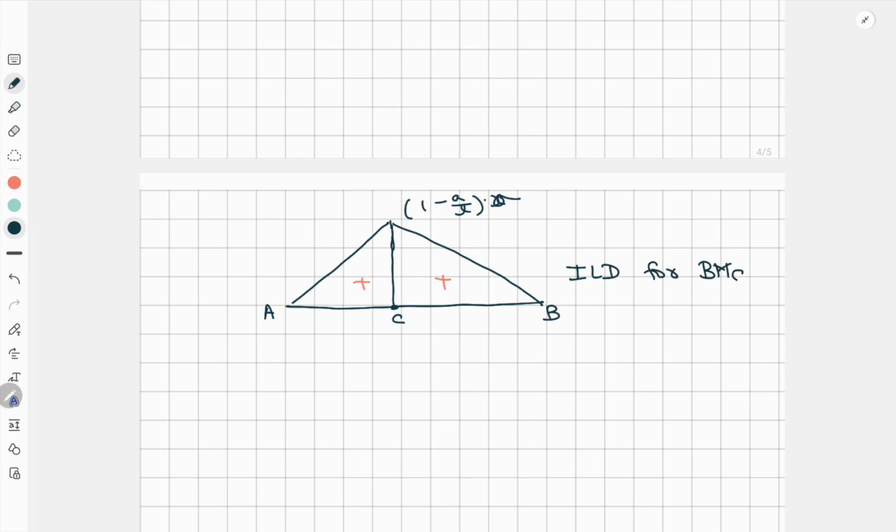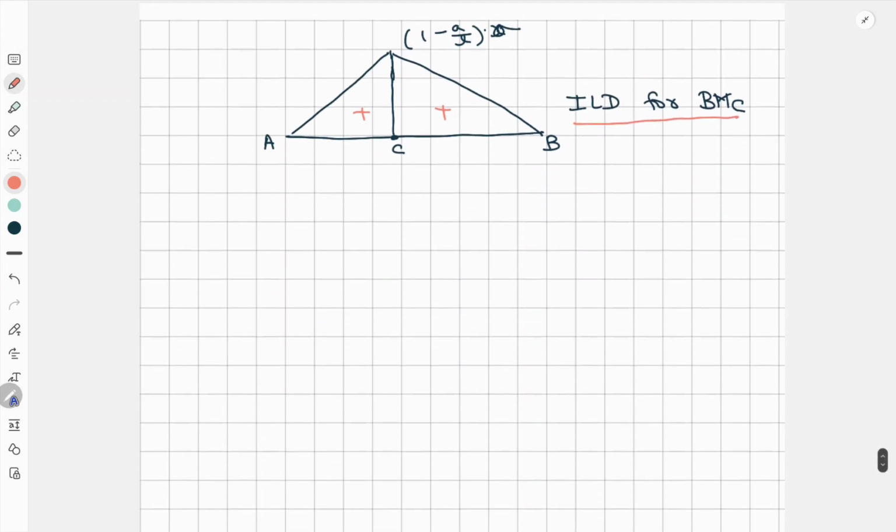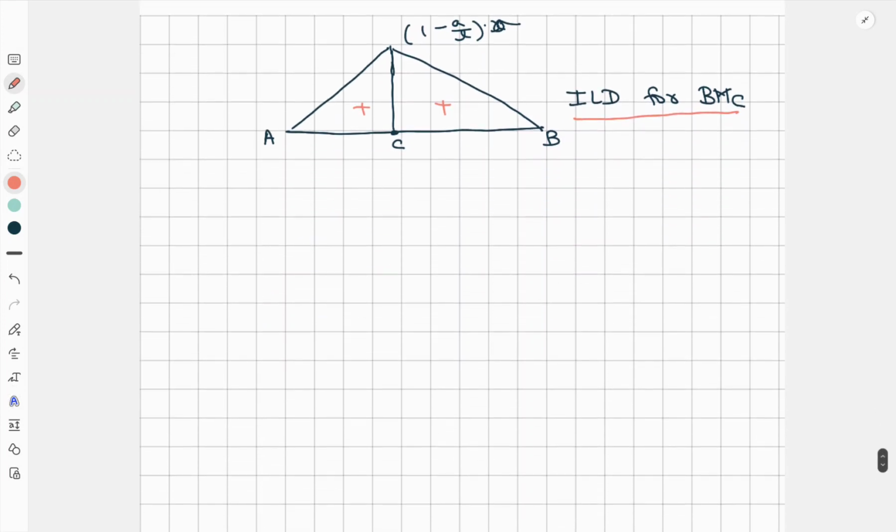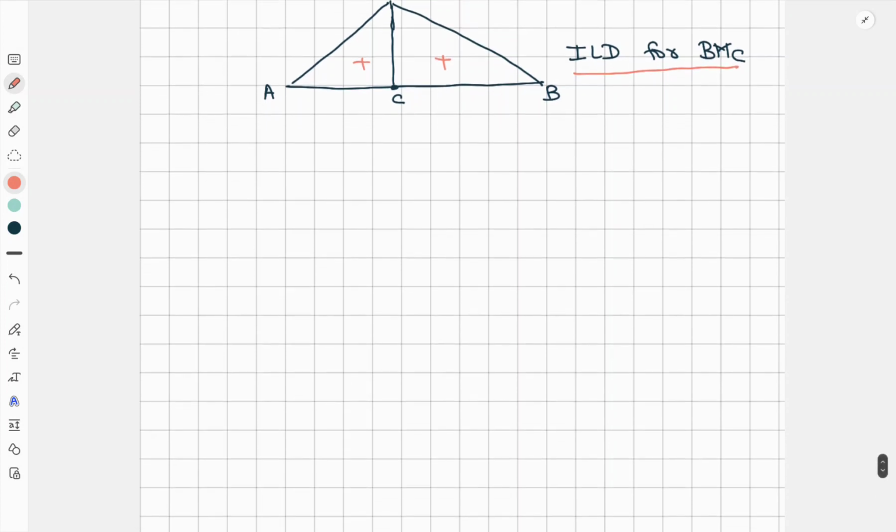Okay, so this was all about the influence line diagram, and in my next video I will be solving a problem based on a simply supported beam by using the influence line diagram. Okay, thank you.